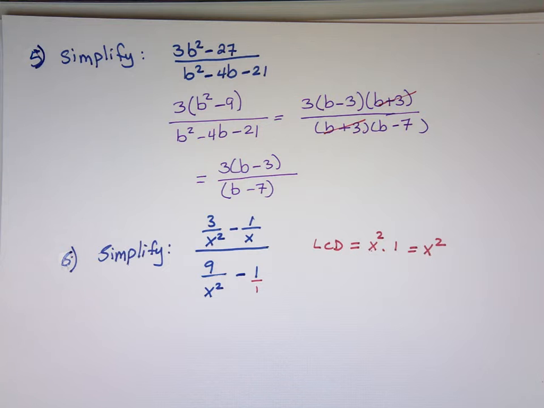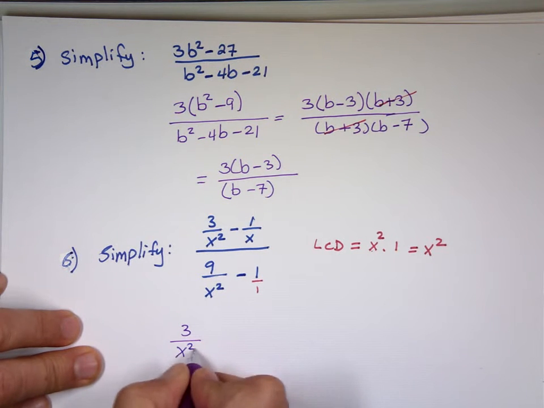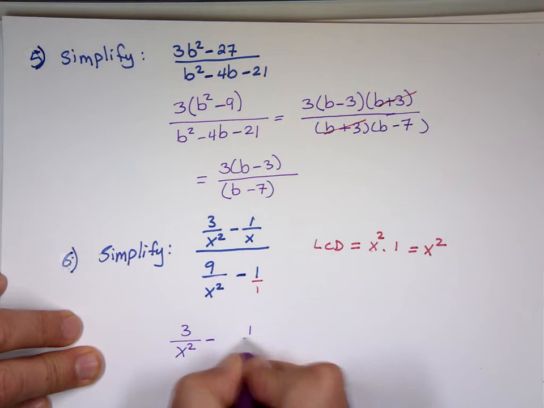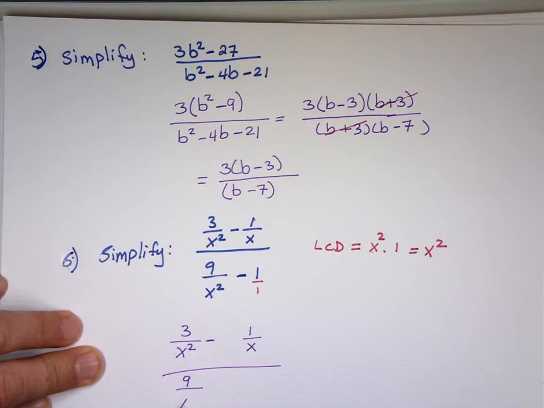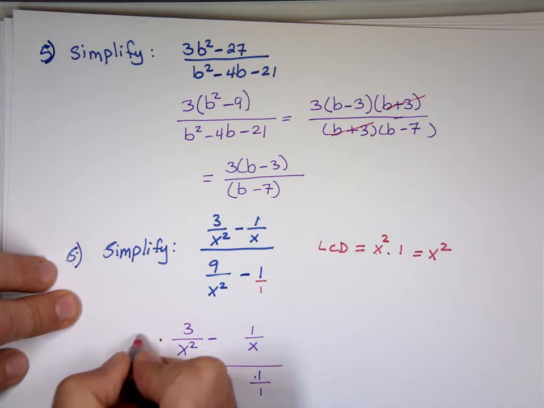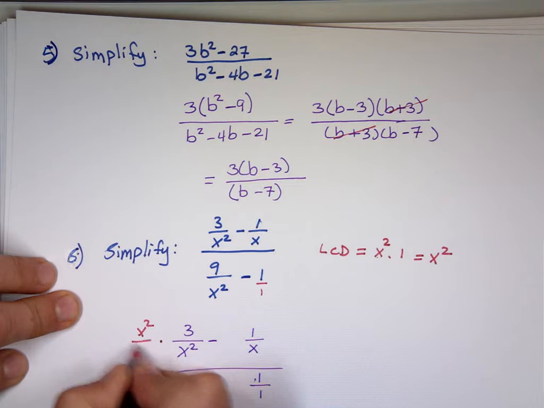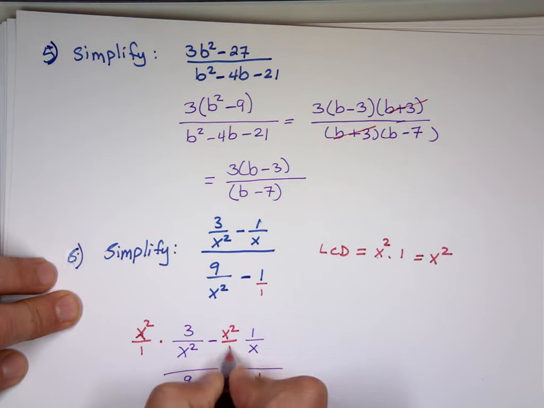So now you're going to have, I'm leaving a space here. I'm going to multiply each one of them by x squared, or x squared over 1. Doesn't really matter if I put the 1 or not. But when it's a fraction, I try to make it a fraction times a fraction.